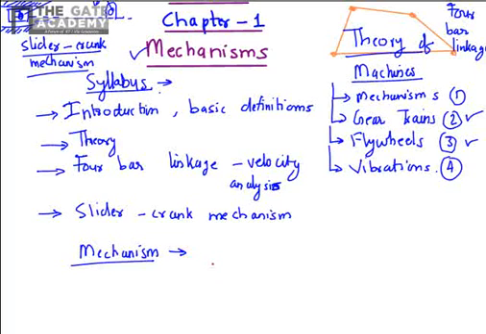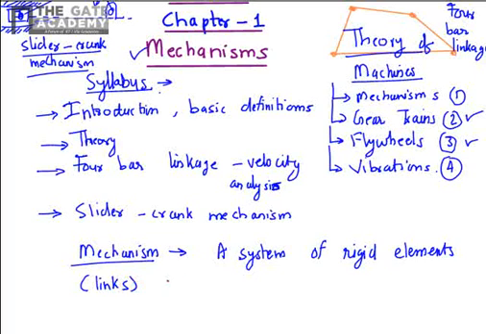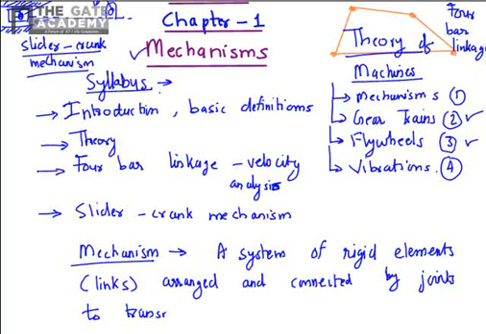A mechanism can be defined as a system of rigid elements, which are called links, which are arranged and connected by joints to transmit motion in a predetermined fashion.